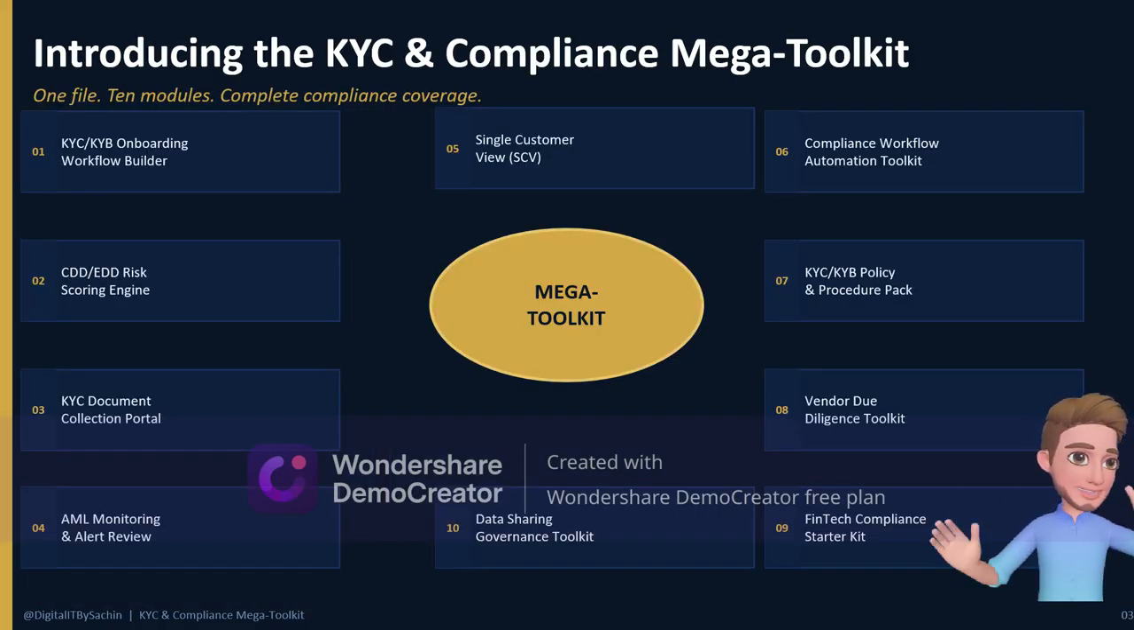Now, the KYC and the Compliance Mega Toolkit is exactly what it sounds like. 10 fully interconnected compliance modules inside a single powerful Excel workbook, from designing the onboarding workflow and scoring customer risk to tracking documents, reviewing the AML alerts, managing the vendors and governing data sharing. It's all there. Cross-sheet formulas mean changes in one module ripple through the entire system. This is not a basic template.